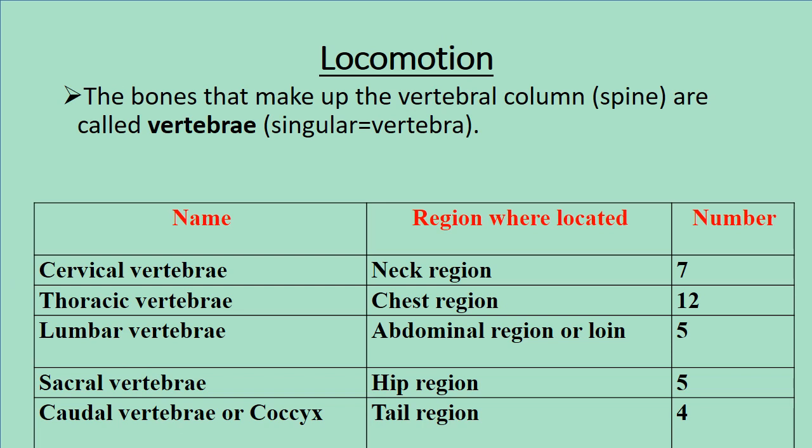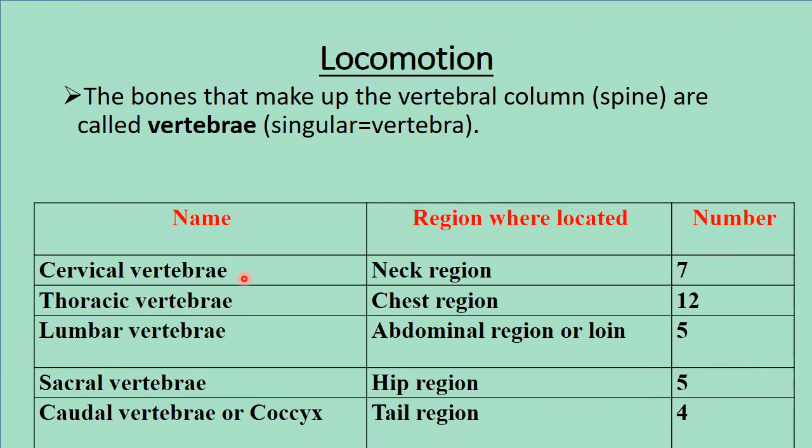So each bone that makes up the spinal cord or the backbone is called the vertebra. These bones are grouped into 5 categories. The first category is the cervical vertebrae. The cervical vertebrae is found on the neck region and is made of 7 bones.